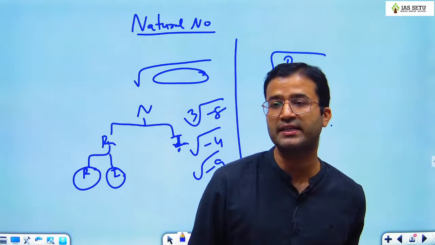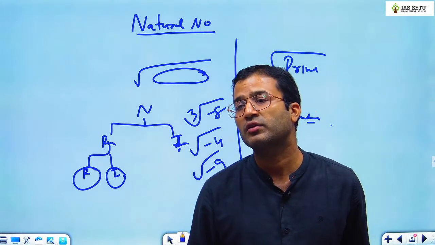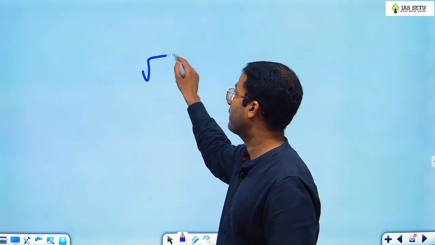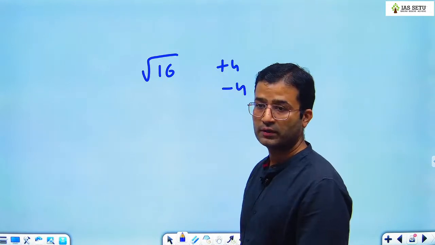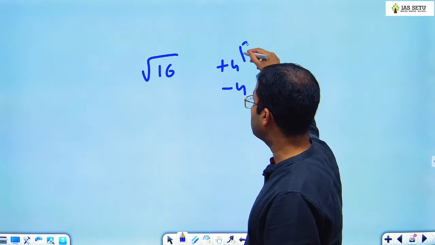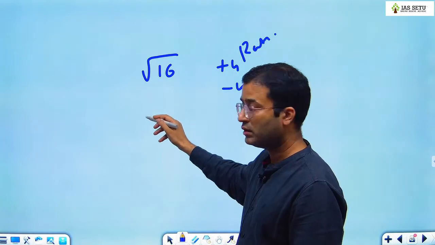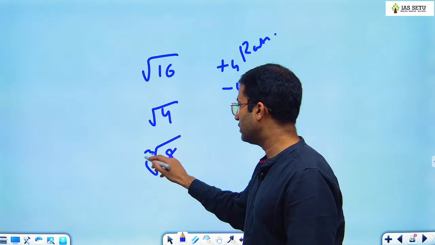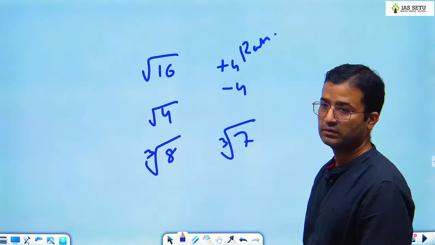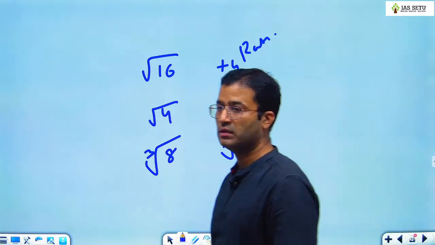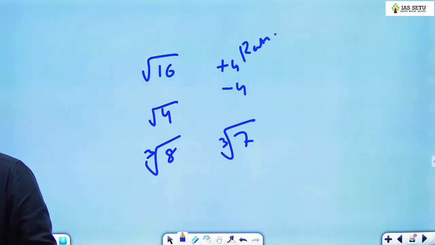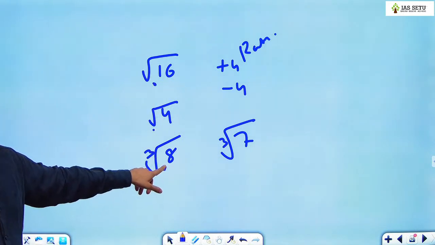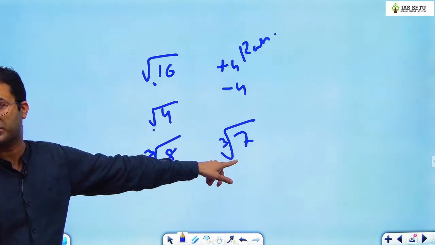Is 2, that's why it is a rational number. +4, -4 rational. These are rational. These are rational. These are rational. These are irrational. After simplifying, if it is coming integer, then these are rational. So this is a rational number. This is a rational number. Whereas this is irrational number.